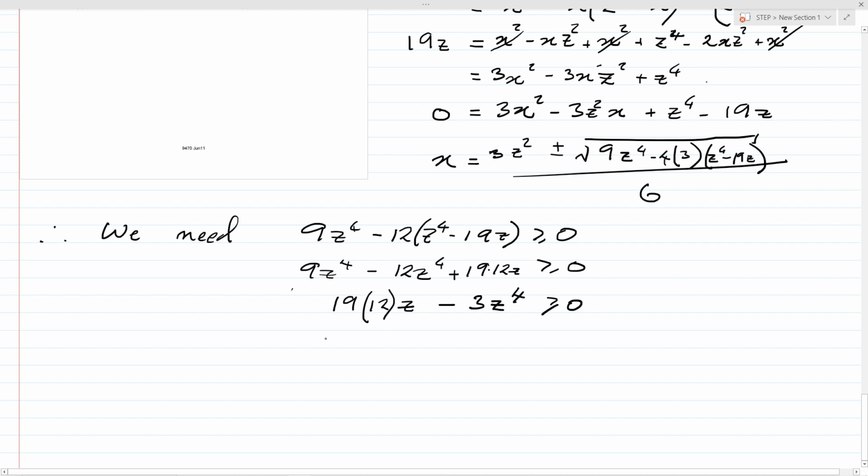And so therefore what we can also see is, factoring out z, z times 76 subtract z cubed is greater or equal to 0. Since z is greater or equal to 0, this here has to be greater or equal to 0. So that means that z cubed has to be between 1 and less than or equal to, of course, 76.